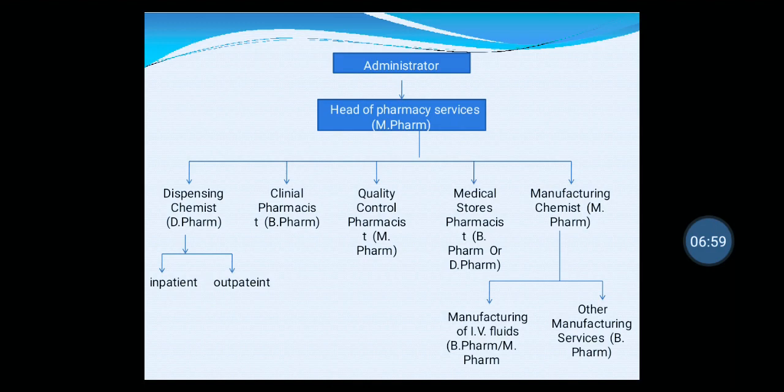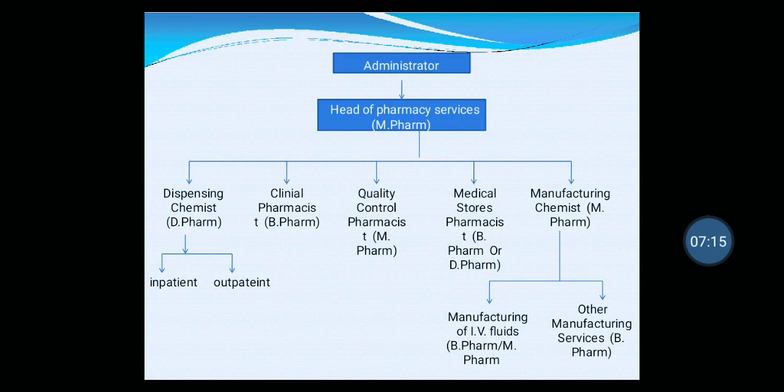That is a clinical pharmacist. B-Pharm qualification should be required. Then the M-Pharm person works as a quality control pharmacist. That is, maintaining the different dosage forms and checking the quality of the medication.